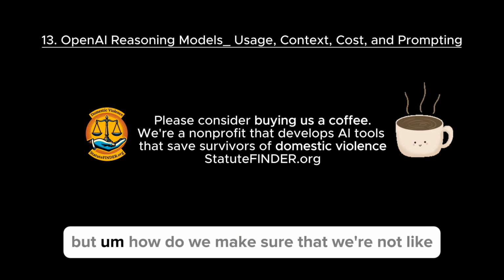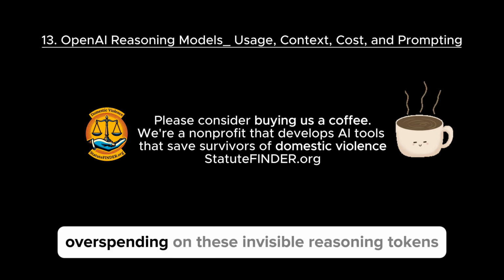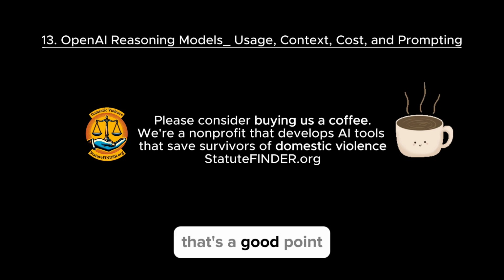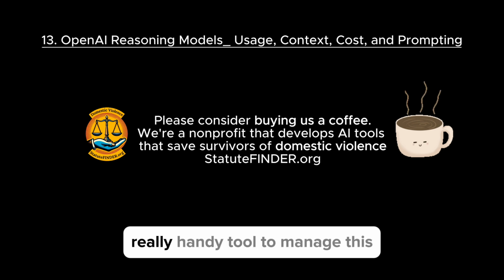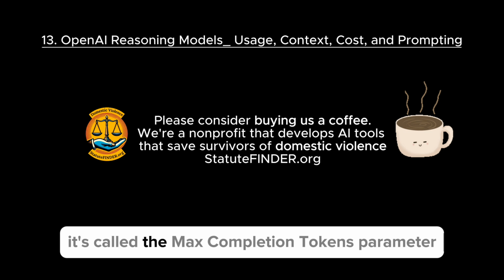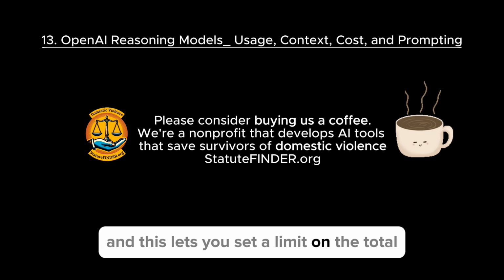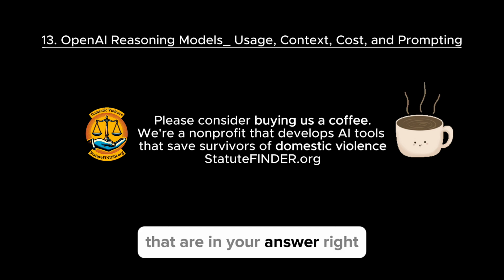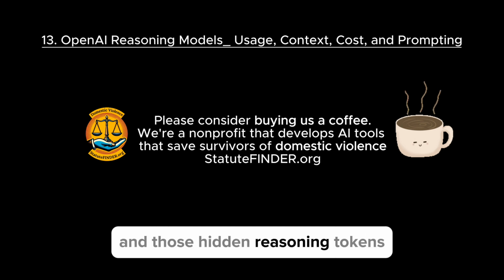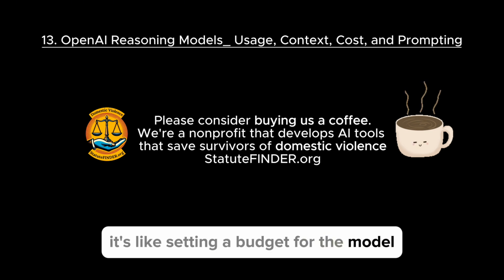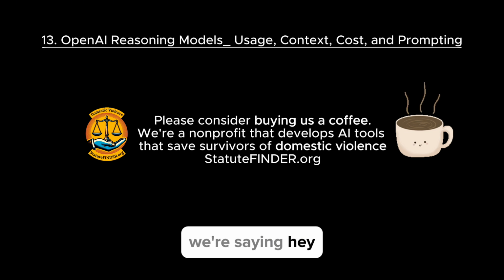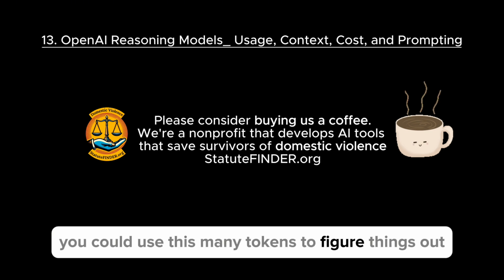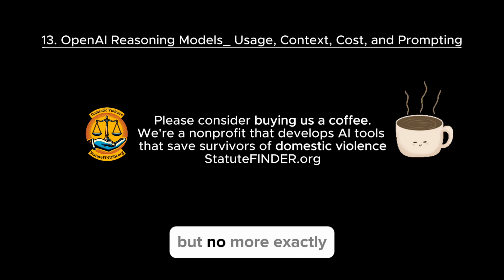Right. But how do we make sure that we're not overspending on these invisible reasoning tokens? That's a good point. The documentation actually gives us a really handy tool to manage this. It's called the max completion tokens parameter. It lets you set a limit on the total number of tokens used, both the visible ones in your answer and those hidden reasoning tokens. So it's like setting a budget for the model's thinking process. Exactly. We're saying, you can use this many tokens to figure things out, but no more.